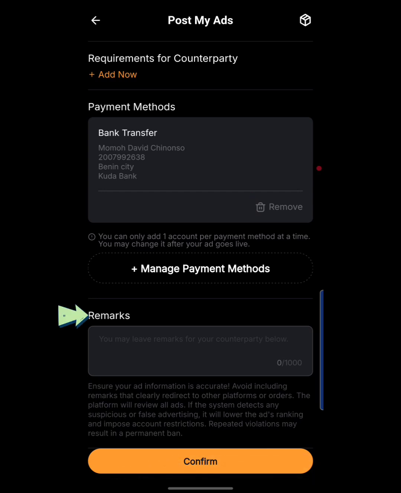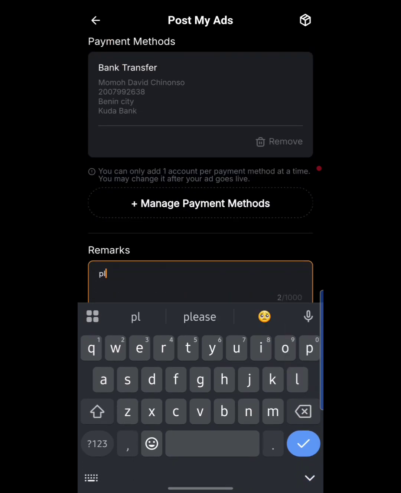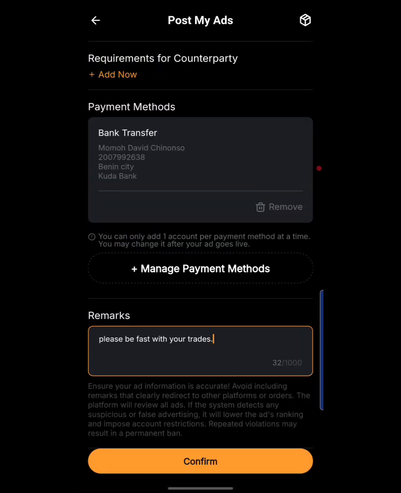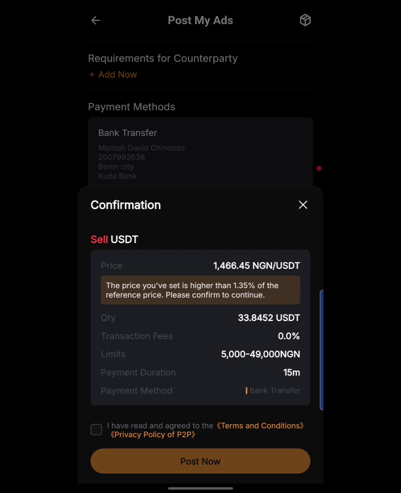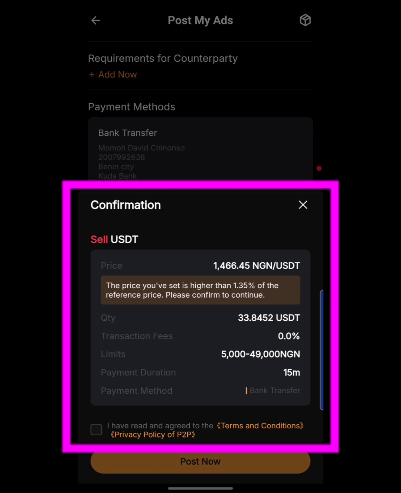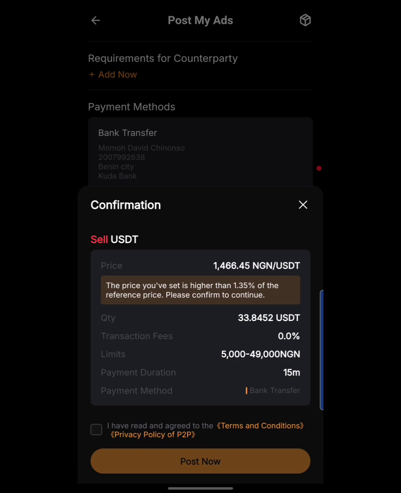So over here that says remarks, you can just simply write something like, please be fast with your treats. Just something simple. Okay, you don't have to write a lot of stuff right there. And down below here that says confirm, just simply hit on confirm guys. So that is it. So as you can see right now, this is the summary of my ad right here. It says sell USDT 1466.45. The price you have set is higher than 1.35% of the reference price. Please confirm to continue. Okay, so that is basically how it is.